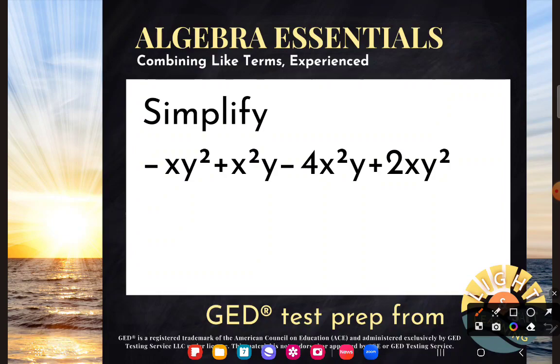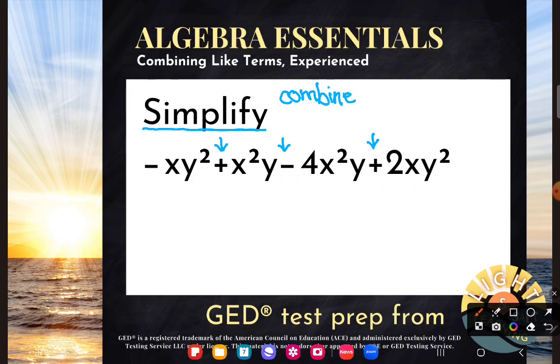Now, before you panic, let's take a look at what they're asking us to do. They're simply asking us to simplify, clean this guy up by performing any of the operations we know how to perform. And what operations do we see here? Well, we have addition, subtraction, addition, and so basically we're being asked to add and subtract. In the world of algebra, we call that combining.